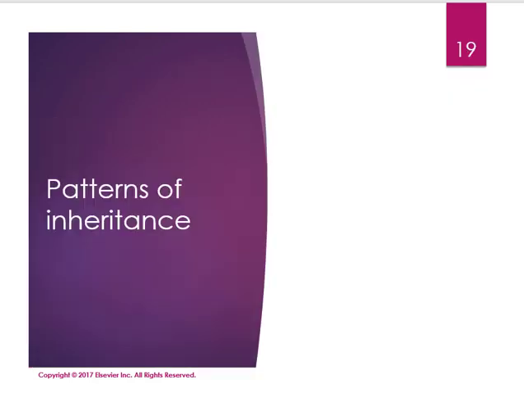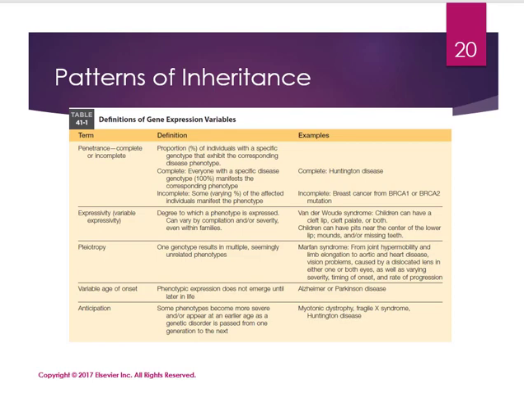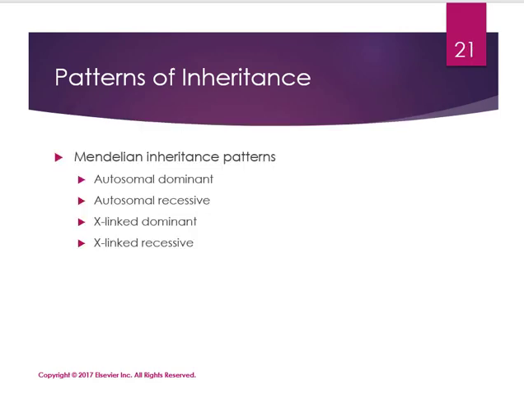Let's next talk a little bit about patterns of inheritance. So on page 1153, this is the table that we see before us. We talk about different gene expression variables: penetrance, expressivity, pleiotropy, variable age of onset, etc. It gives definitions and then examples of the different variables. So we're not going to go over those, but I encourage you to review this table.